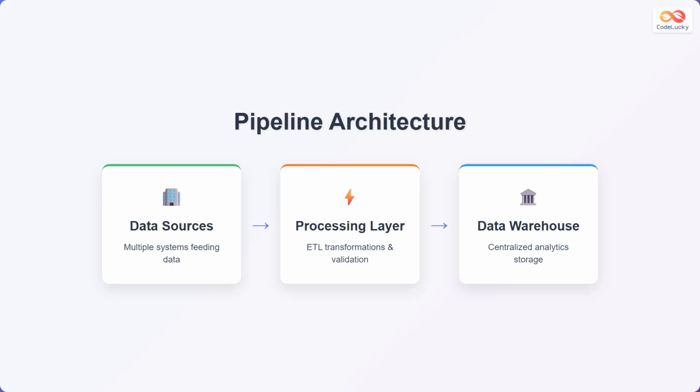Here is a typical data pipeline architecture. First, we have multiple data sources feeding data into the pipeline. The processing layer performs the ETL transformations and validation. And finally, the processed data is stored in a centralized data warehouse for analytics.